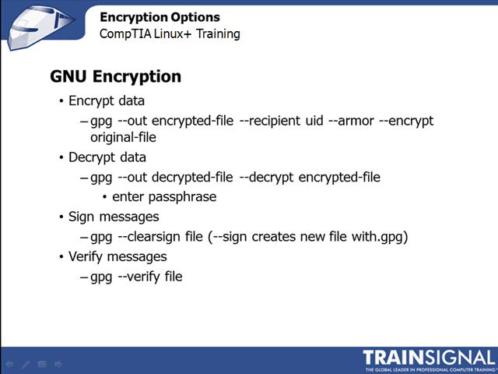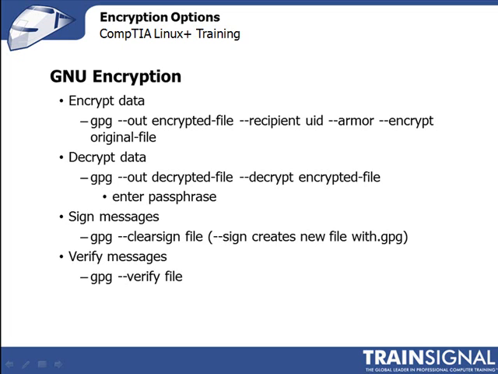To sign a message so the recipient knows that it comes from you, use the command gpg --clearsign followed by the file name. You can also use the --sign option, which creates a new file with the same name as the original, but with the GPG extension. Clearsign leaves the message unencrypted but adds an encrypted signature. The signature can be verified with your public key. And the clearsign option creates a file with the .asc extension.